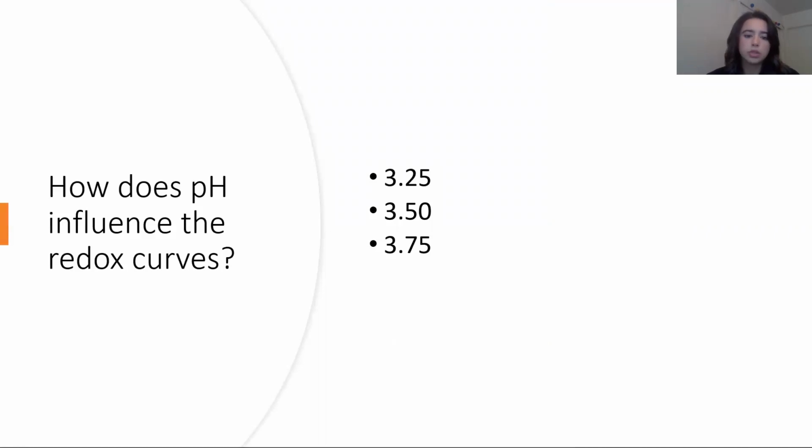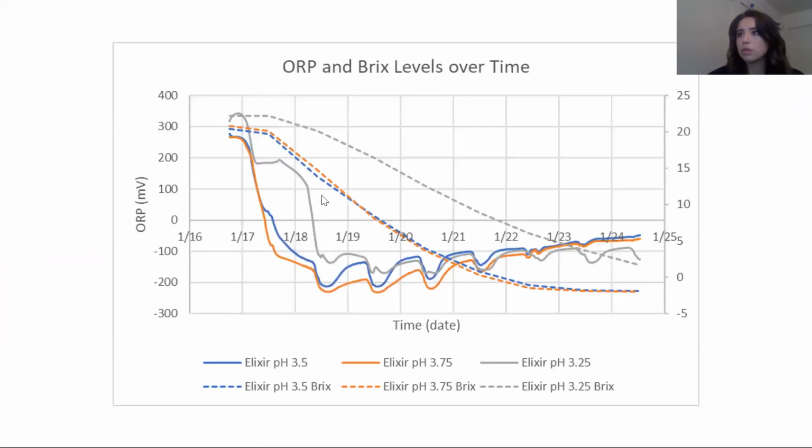One of the next variables we can consider is pH and how it influences the curves. The values used were 3.25, 3.5, and 3.75 to cover the range of pH values in the industry. This next set of data is comparing the same strain across different pH values. This is the run with Elixir, and we see that as pH increases, the redox lines drop slightly lower. The ones at 3.5 and 3.75 finish on day 7, and the one at 3.25 did eventually finish on day 11.